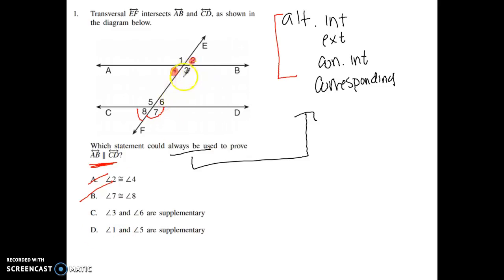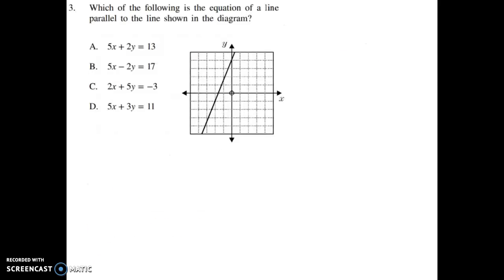And then it says angle 3 and angle 6 are supplementary. Do these two fit? They do fit because they are consecutive interior angles. So we know that these two added up equal 180. So in this case, we know that C is correct, and that will be our answer. We're going to go ahead and skip to number 3.